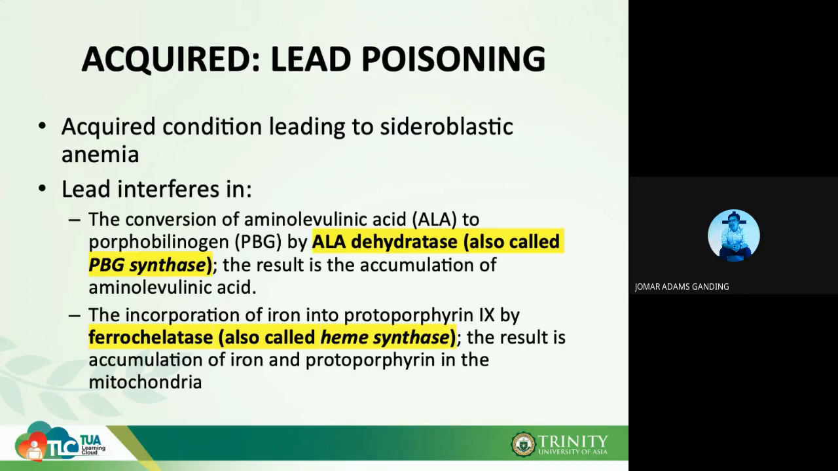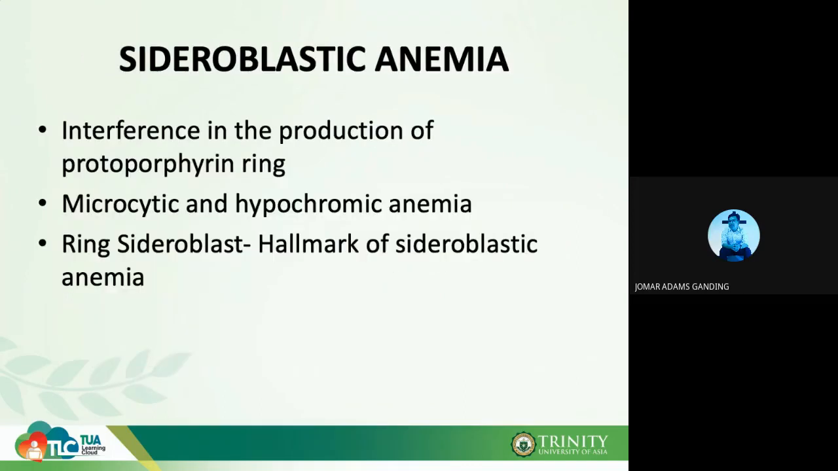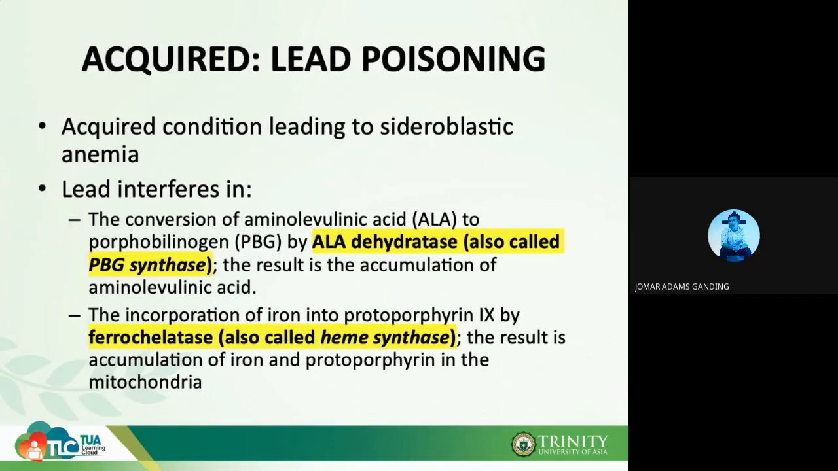Ergo, when lead poisoning or plumbism is happening, you would also expect an interference in the production of your protoporphyrin ring. And how does lead affect it? Lead interferes in two ways, and in these two ways, it affects the two major processes in your heme synthesis.